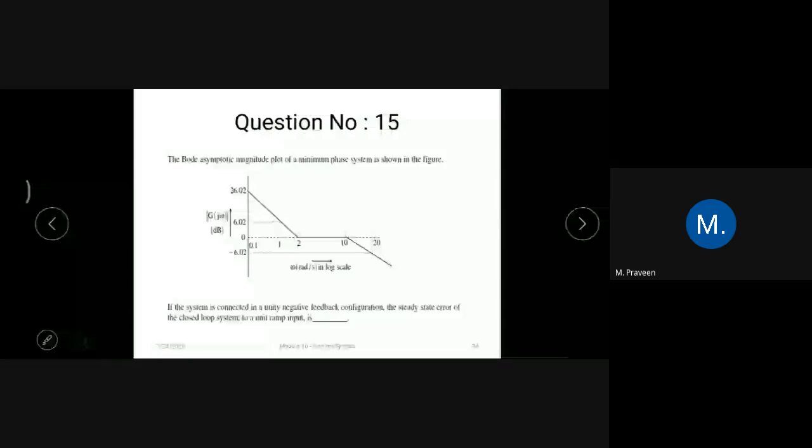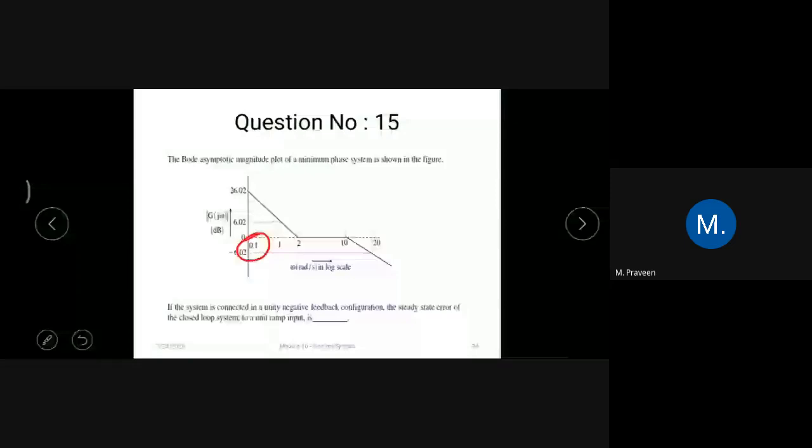But they didn't give any transfer function here, either closed loop or open loop. Nothing is mentioned, but they gave a Bode plot. From the Bode plot, we can identify the type of the system also. It is very easy. Check the beginning point, with respect to the frequency I'm telling you, not the magnitude. Check the beginning frequency of your Bode plot.